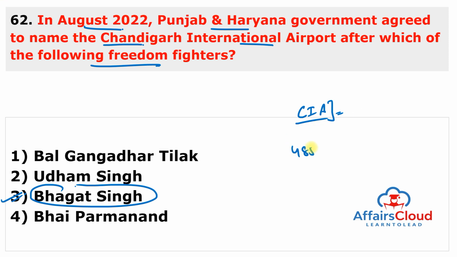And the 485 crore airport project is a joint venture of the Airport Authority of India and the governments of Punjab and Haryana. Punjab and Haryana have a 24.5% share each, while Airport Authority of India has a 51% share.